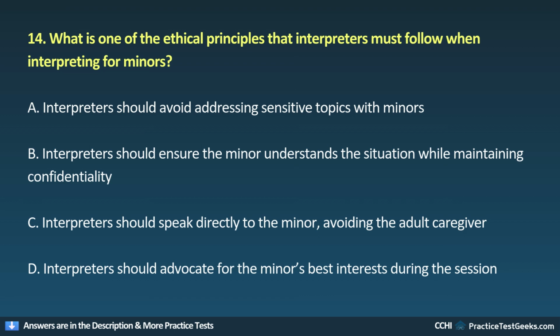14. What is one of the ethical principles that interpreters must follow when interpreting for minors? A. Interpreters should avoid addressing sensitive topics with minors. B. Interpreters should ensure the minor understands the situation while maintaining confidentiality. C. Interpreters should speak directly to the minor, avoiding the adult caregiver. D. Interpreters should advocate for the minor's best interests during the session.